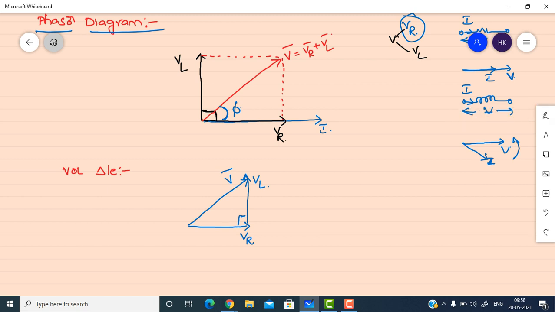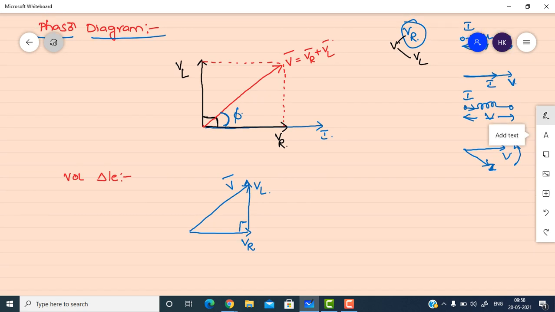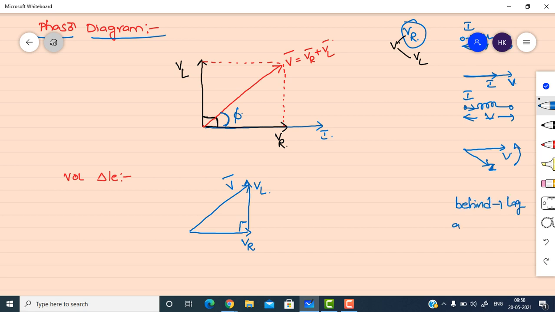With respect to voltage, I am asking. With respect to voltage means the reference phasor is the voltage phasor. So this voltage phasor is the reference phasor. Now where is the current phasor? Behind or ahead of this? Behind. Then what is current? Lagging or leading? Behind the reference means lagging. Ahead of the reference means leading.